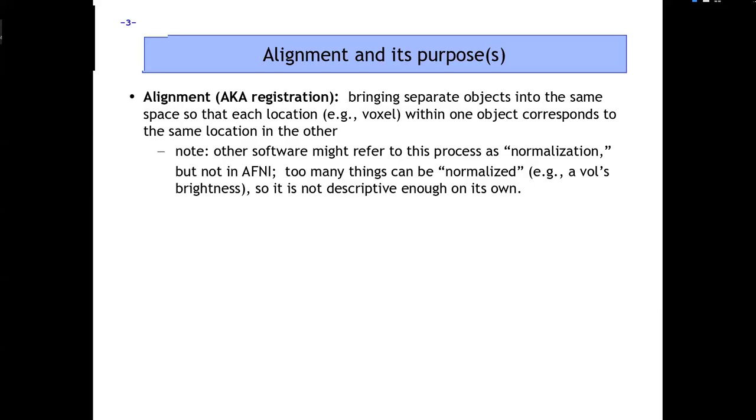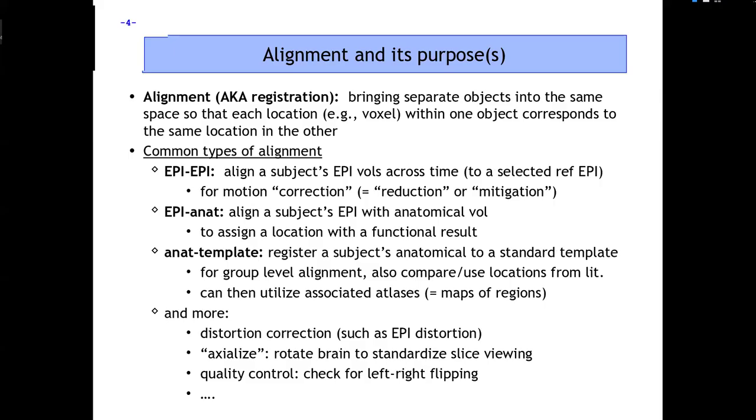So some programs call this normalization. That's fine. Maybe call it spatial normalization, but since normalization can mean many things, we try to avoid that. We use terms like registration, co-registration, alignment in various forms instead. There are a huge number of cases where we'll use alignment, and it's good to know what our data sets are and what we're trying to accomplish in each case. So we've talked about several of these already from the morning.